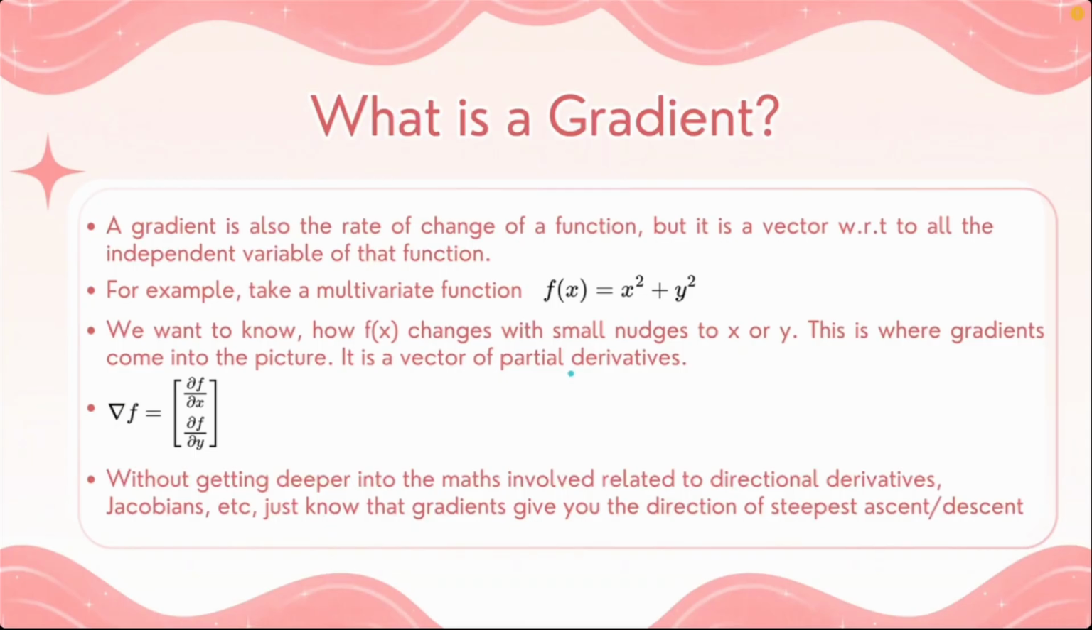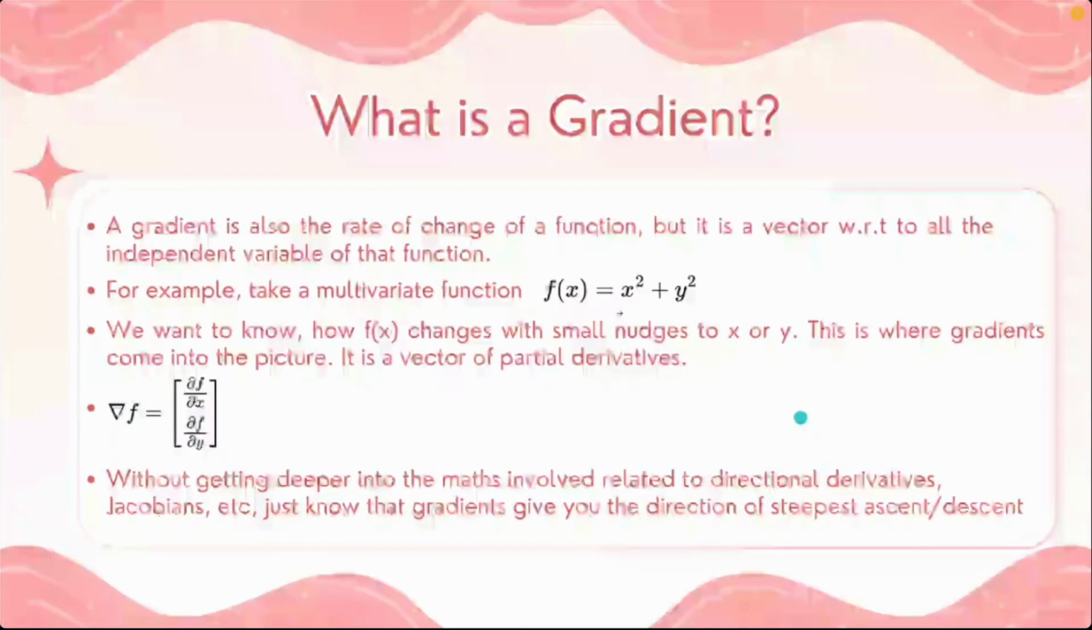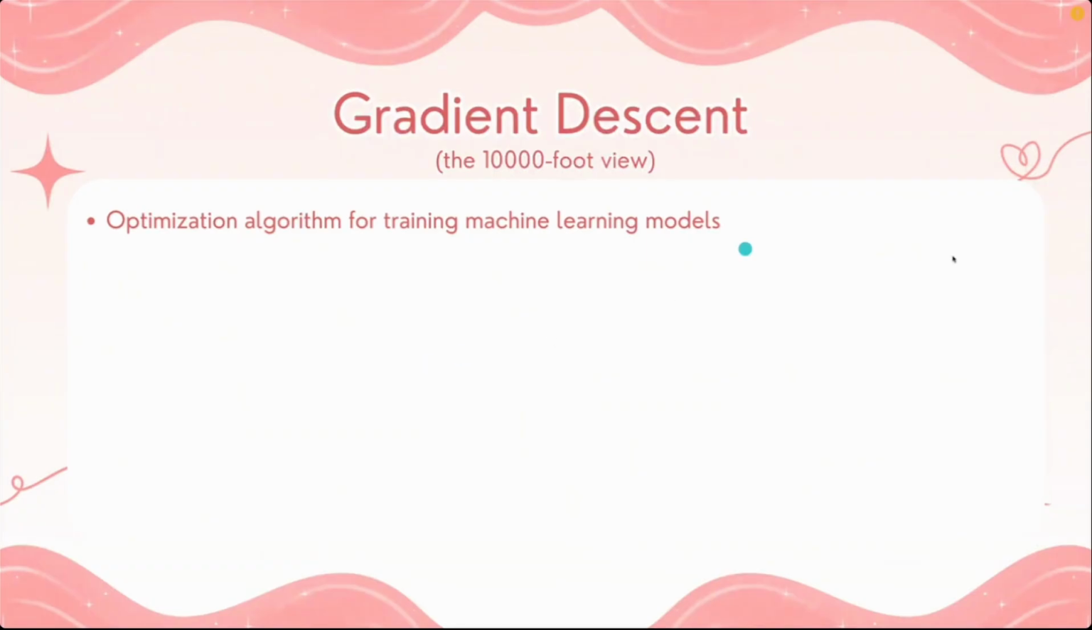So without going much deeper into the maths involved, Jacobians and all, that is the only thing you need to know. The gradients are what give you the direction of the highest change. So if you heard the word gradient, you thought about gradient descent. You might not be entirely wrong. That is exactly what gradient does in machine learning or deep learning.